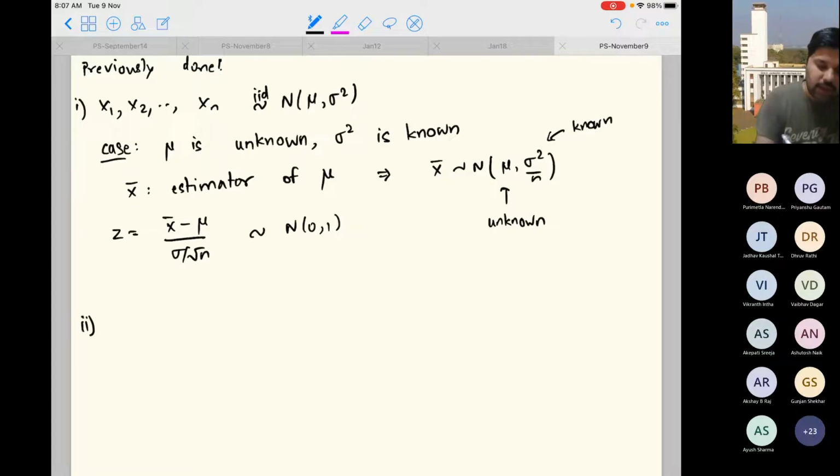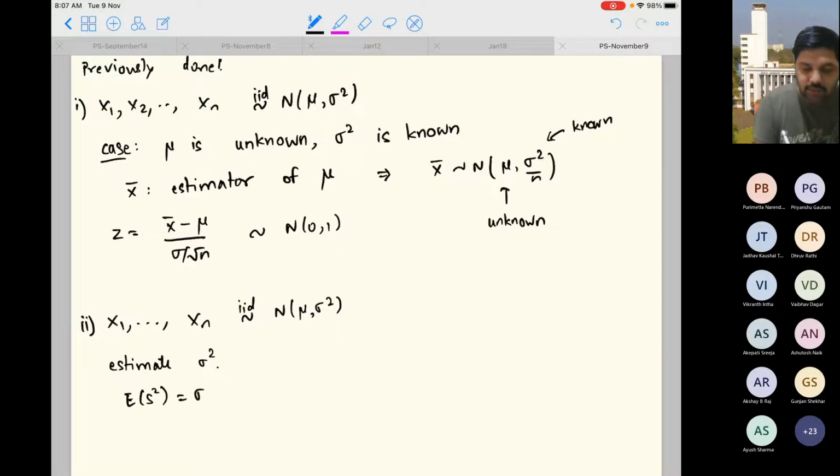The second case that we looked at was that X1, X2, ..., Xn is a random sample from normal(mu, sigma square), and we wanted to estimate sigma square. This is what we did in yesterday's class. We showed that expectation of S square is sigma square, so S square is an unbiased estimator. And we showed that (n minus 1) S square by sigma square follows a chi-square density with n minus 1 degrees of freedom. This is something that we have actually shown yesterday. And now today we want to see the case.